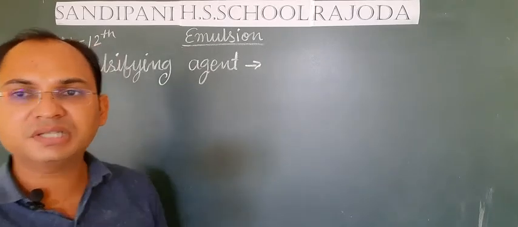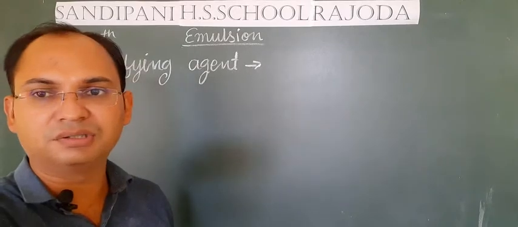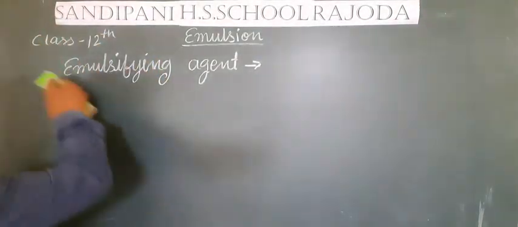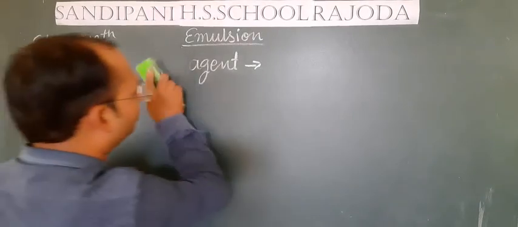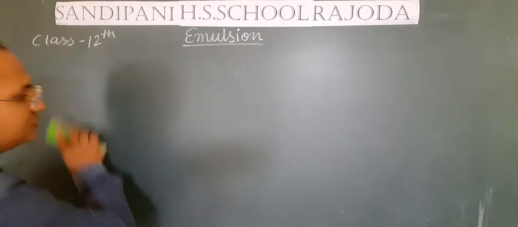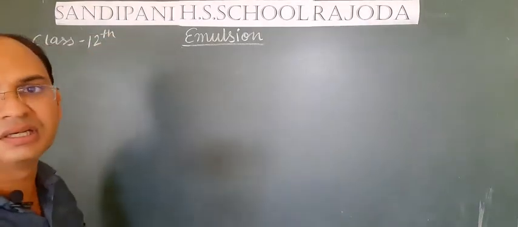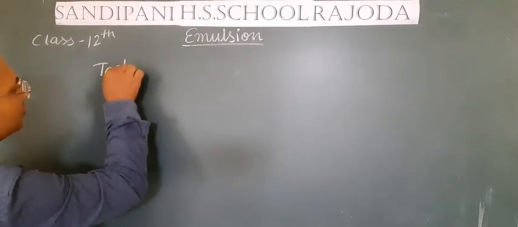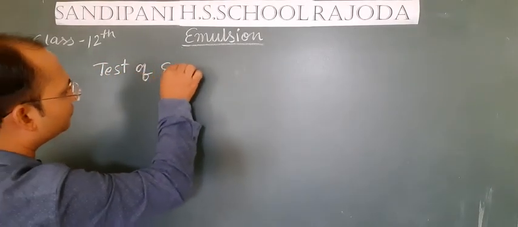Lyophilic, that means which is attracted by the water molecule. So students, we have seen two types of the emulsion, that is oil in water and water in oil. But how to test which type of emulsion this is? So the next topic is test of emulsion.